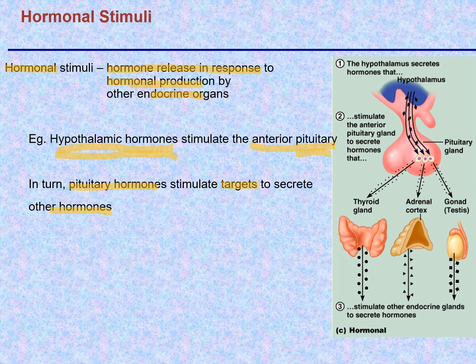So you have a two-step chain: hormones from the hypothalamus acting on the anterior lobe of the pituitary, triggering it to release hormones that act on other organs and trigger those organs also to release hormones. So it's actually two steps in that chain, where a hormone triggers release of some other tissue to produce a hormone. These are anterior lobe of the pituitary gland responses.